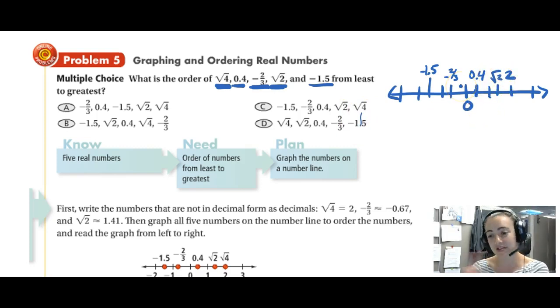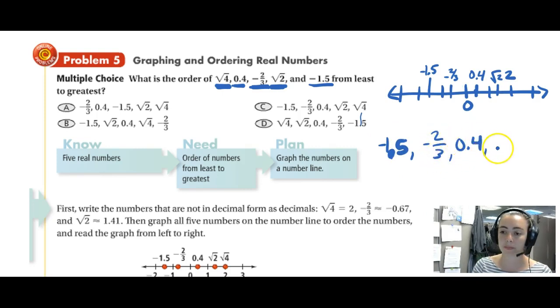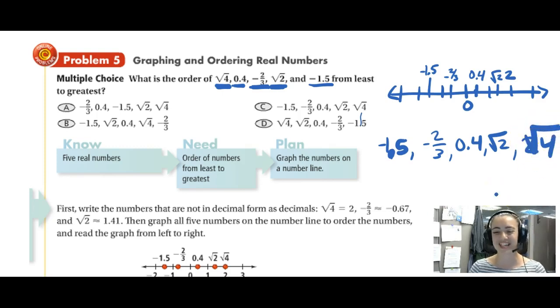Since we put them on the number line, it already arranges it from least to greatest. So now we just have to write them in their appropriate location. All right. Now 2 is also the square root of 4. So you might see it written either way. Let's look at, does it fit with option A, B, C, or D? It looks like C.